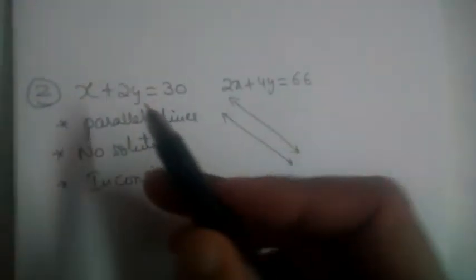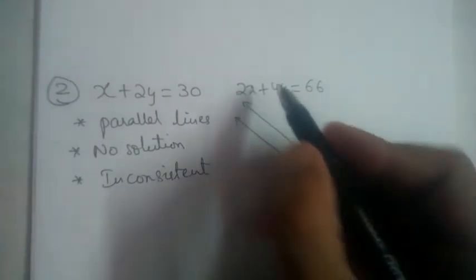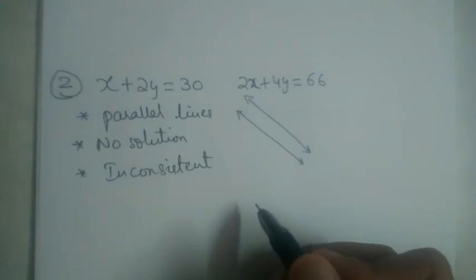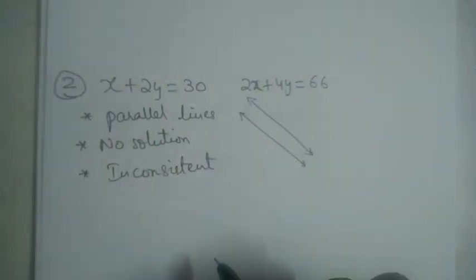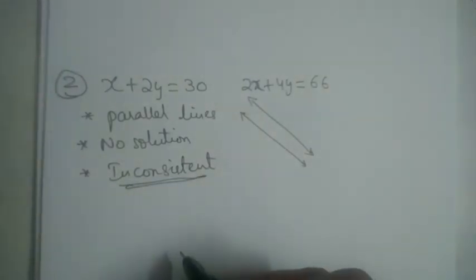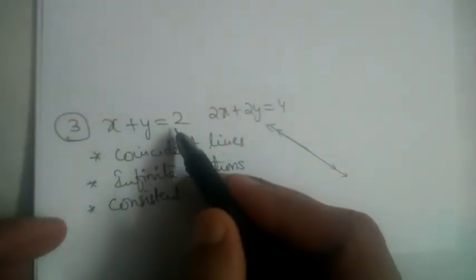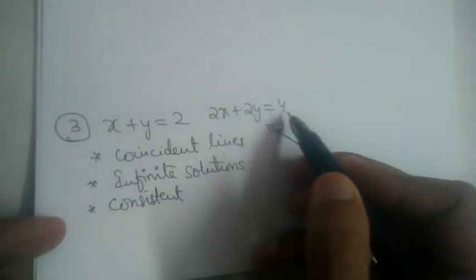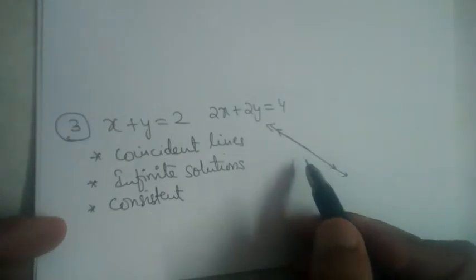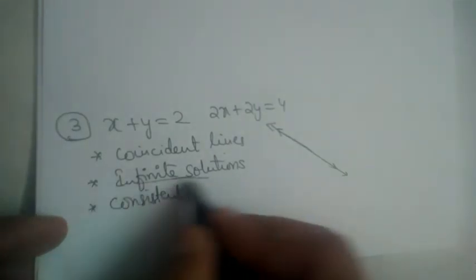All right, and then we have solved this. x plus 2y is equal to 30, 2x plus 4y is equal to 66, and these two lines were parallel lines, and parallel lines will have no solution. If there is no solution, the lines are inconsistent, isn't it? So we did this, and the third one was x plus y is equal to 2, 2x plus 2y is equal to 4. Okay, the lines were coincident lines. The two lines were lying on each other. And how many solutions were there? Infinite solutions were there.